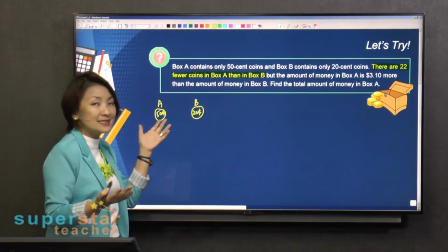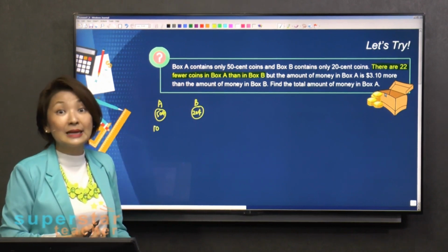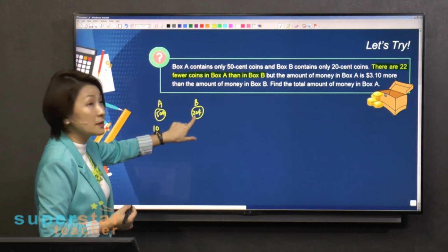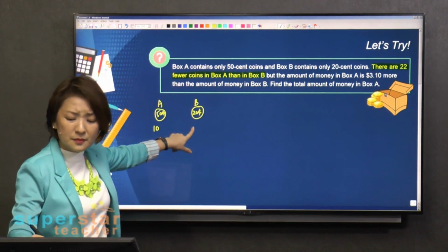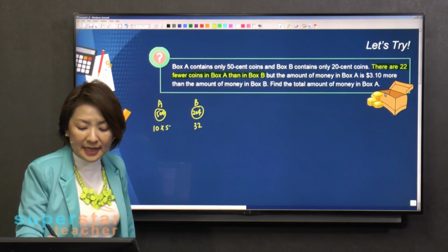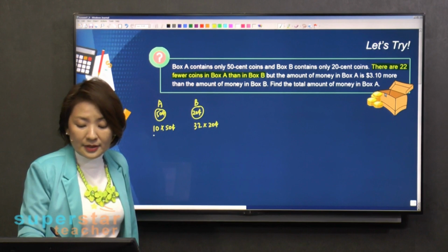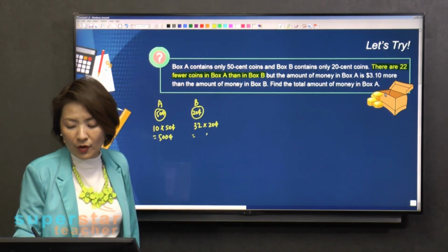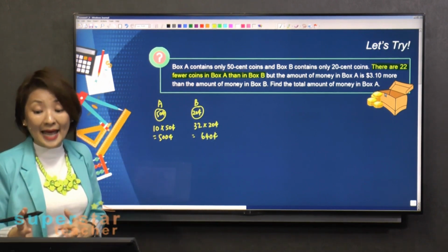So you can just guess, like, maybe 10. Easy number, right? Smart, right? So then B will be what? 22 more, because they say there are 22 fewer in A than in B, right? So plus 22 gives you 32. Then here you multiply by 50 cents, and here you multiply by 20 cents. Correct? Now here you have 500 cents, and here you will have 640 cents.